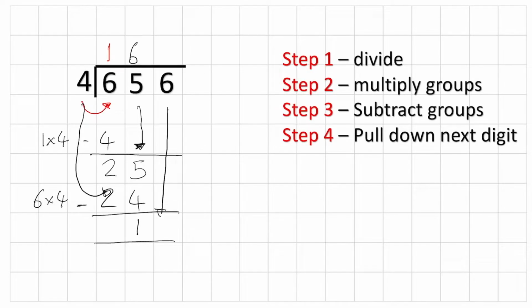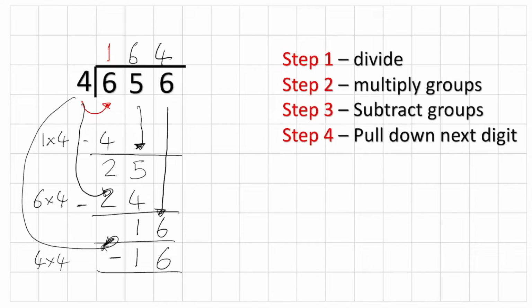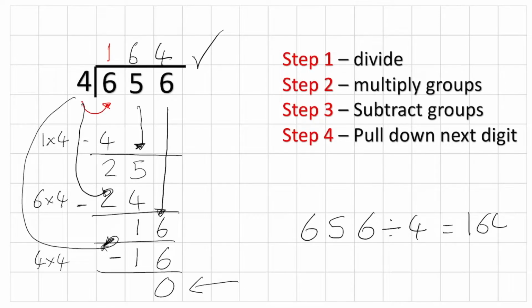Bring down my 6 and I'm ready to answer my final part. How many 4's are there in 16? 4, 8, 12, 16, we have 4. Now I can do my 4 times 4 and I work out that that's 16. 16 subtract 16 is 0, my magic number, meaning that we've finished this question. So 656 divided by 4 equals 164.